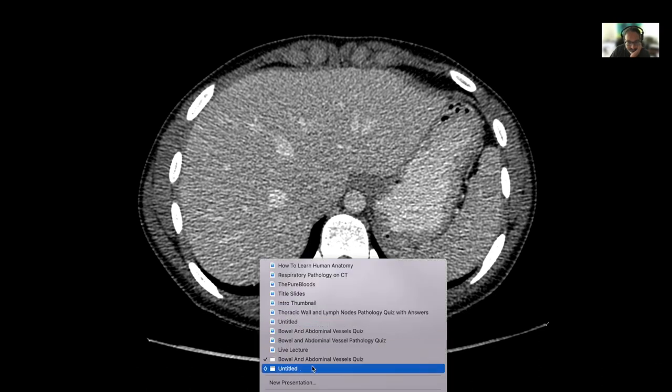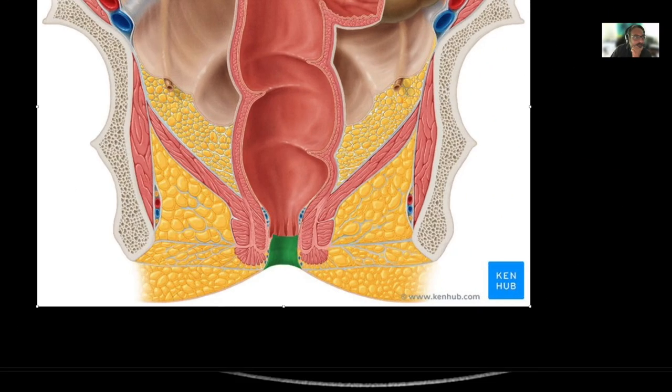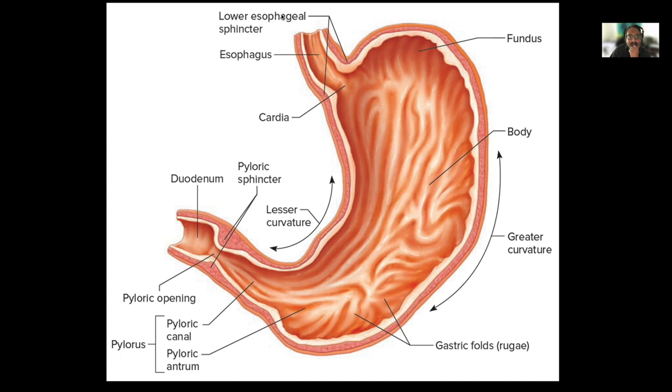I've got a presentation here. This is just a schematic diagram of how the esophagus comes into the stomach. The area it joins is called the cardia. On top of it is the fundus, where there's usually gas because the food falls down. And then here is the main body of the stomach.